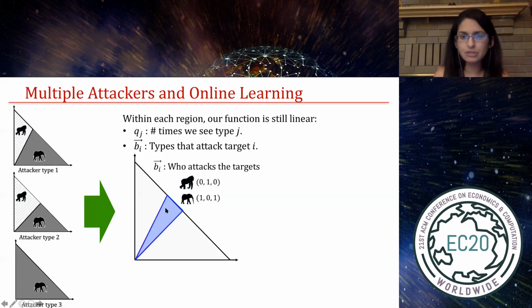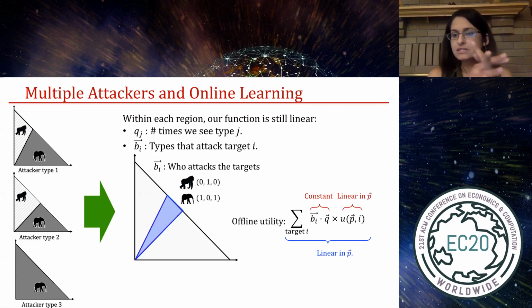If I look at the middle region, this vector is telling me that the first player is not attacking gorillas. The first player is actually attacking elephants. The second player is attacking gorillas. And the third player is also attacking elephants. So this is basically saying who is best responding.